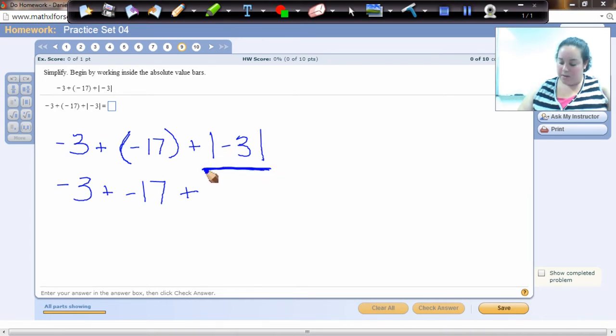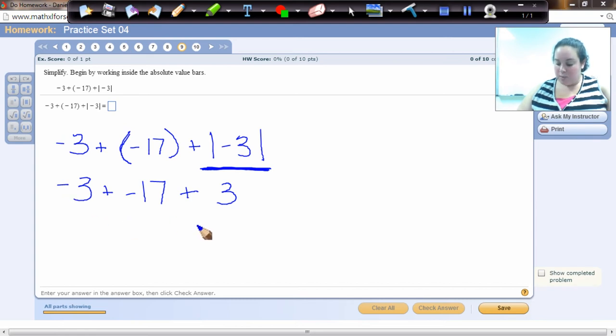Okay, we're going to start right here. What's the absolute value of negative 3? How far away is negative 3 from 0? It's 3 spaces to the left. Okay, so 3.